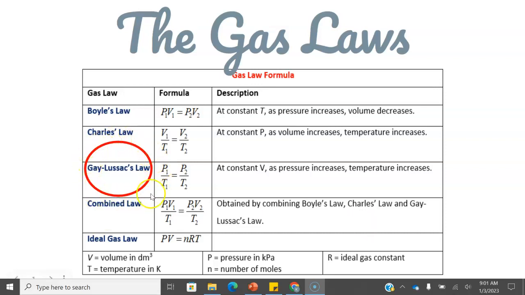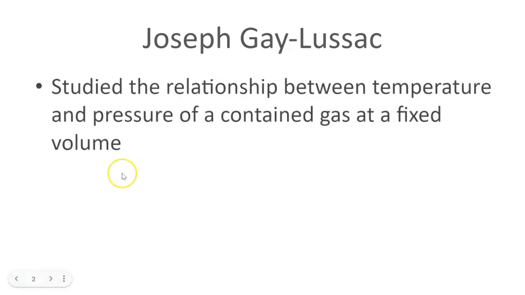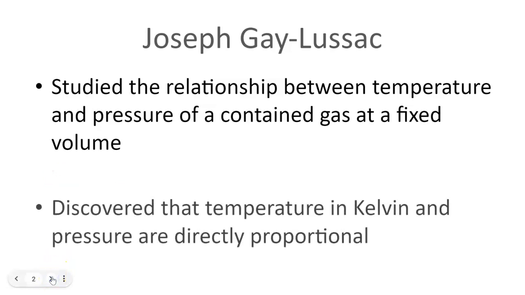First, we are focusing on Gay-Lussac's law. So, who was Joseph Gay-Lussac? He was a scientist who studied the relationship between temperature and pressure of a contained gas at a fixed volume. So for this particular gas law, we're looking at gases in a fixed volume. The container volume is not going to change, but instead we're looking to see what happens between temperature and pressure. How do they affect each other?